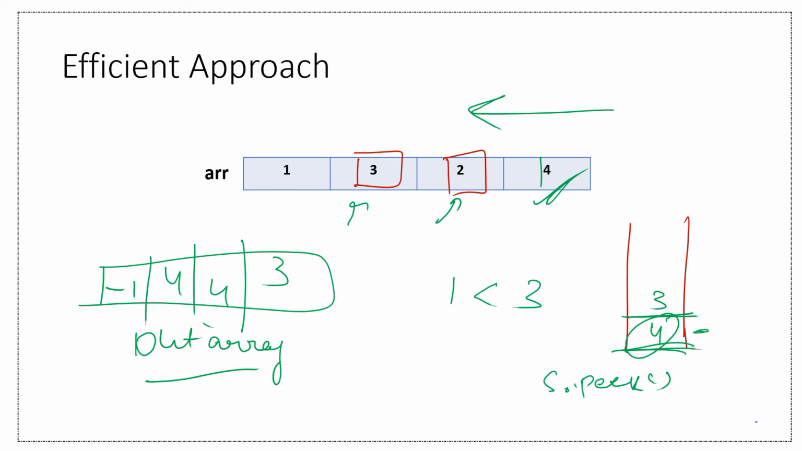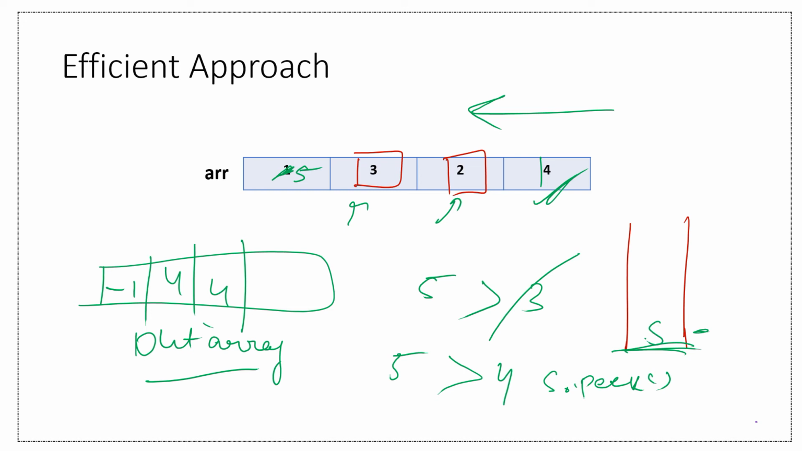Now suppose 5 is there in place of 1. So what would we have done? The comparison will be between 5 and 3. So what would have happened? We say 5 is greater than 3, pop it. Now we will compare 5 and 4. Again 5 is greater than 4, pop. Now the stack is empty. If the stack is empty, add -1 to the output array and push that element into the stack. Now 5 will be added.